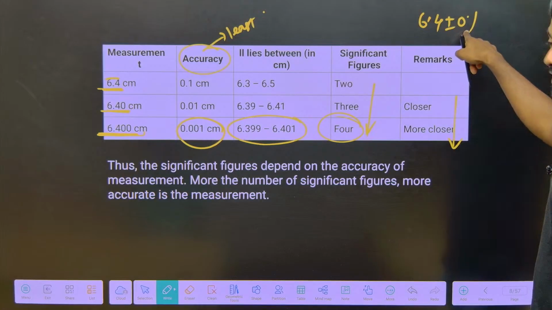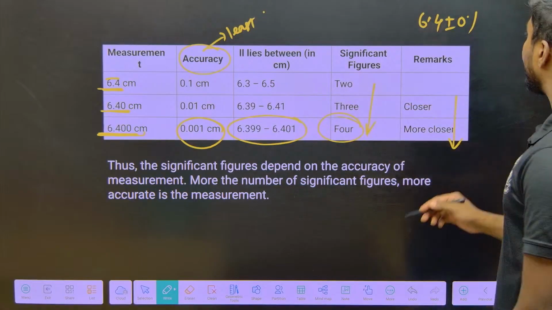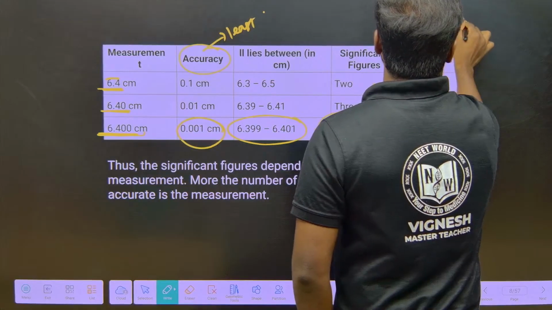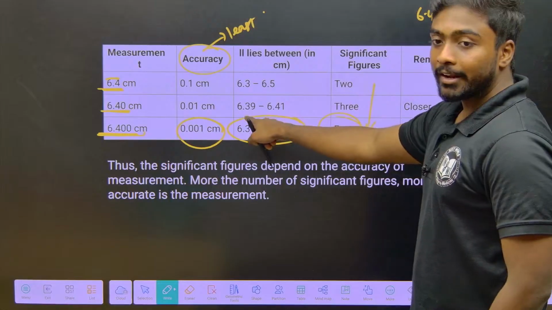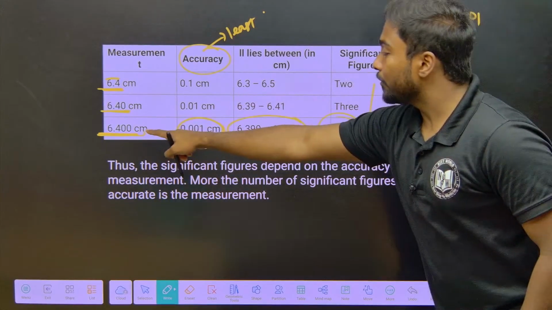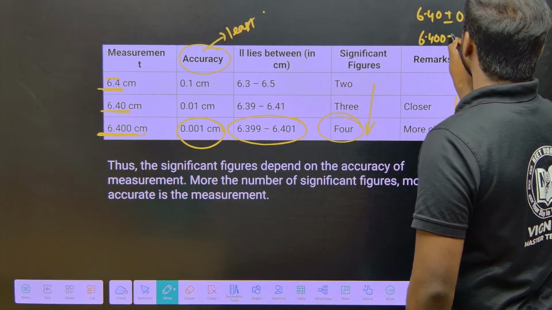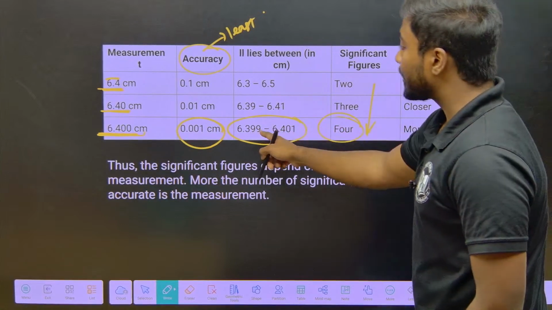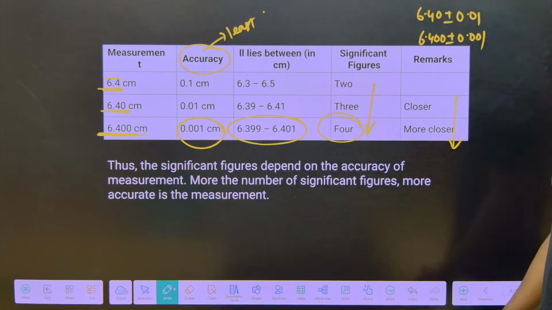This is my least count, so the least count should be written. Similarly, for 6.40, how can I write? 6.40 plus or minus 0.01. This is my least count. It can be either 6.39 or 6.41. Again, 6.400 is there. How can I say? 6.400 plus or minus 0.001. Either it can be 6.399 or 6.401. That's the meaning of the least count.